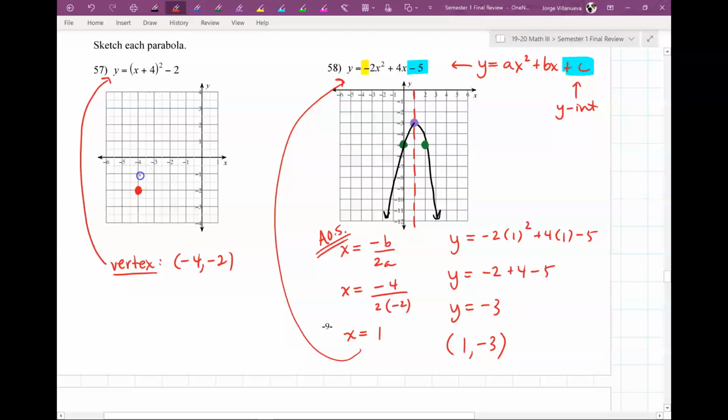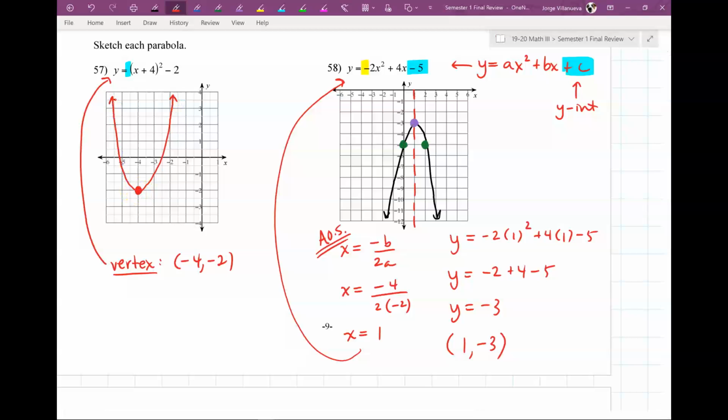So I can put my vertex right there. Now, I know that this opens up because right here in the front, there's no number, so it's positive. If it was negative, you'd see a negative symbol. So there is no number. So I know it's going up. So all you have to do is go like this. And you're done. You sketched it.